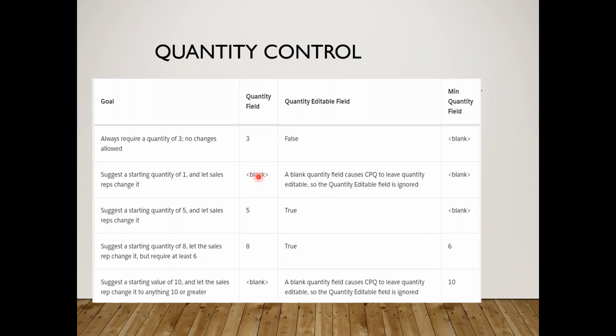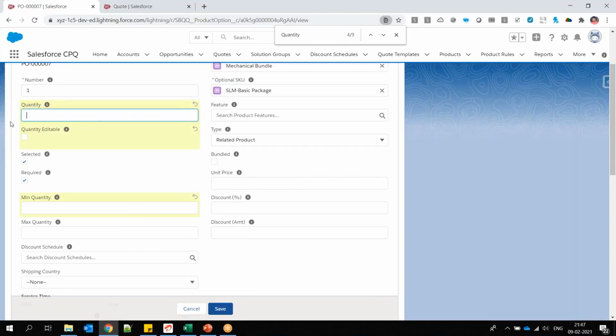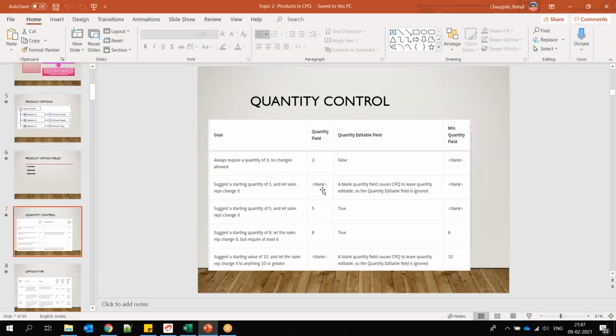Two things, Srinivas, that is also correct. Srinivas is saying you can keep the quantity field as 1, this field as true, and this field as blank. I'm not saying that scenario. Let me go back to the screen. If you want a starting quantity of 1, there are two solutions. You can set the starting quantity as 1 and quantity editable as true, right? And you can save. This will drive a default quantity of 1 and you are allowed to change that. That is one solution. But there is one more solution here.